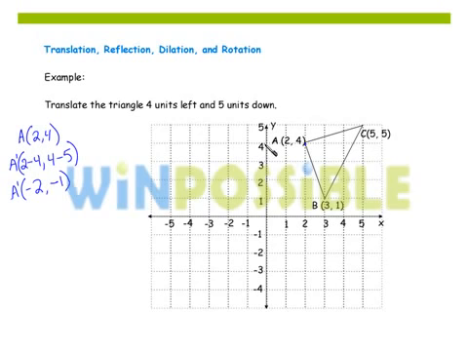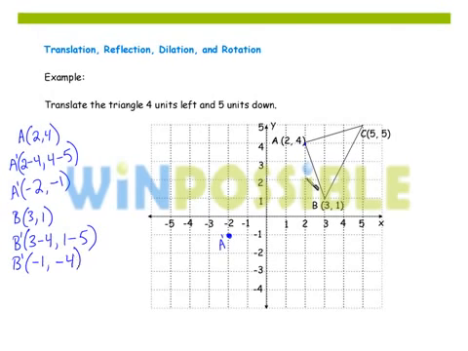Or you can just start at A and count. 4 units left brings me to -2 with respect to the x-axis. 5 units down, 1, 2, 3, 4, 5, brings me to -1 on the y with respect to the y-axis. So here's A prime, and for B, which had coordinates (3, 1), to find B prime, we'll subtract 4 from the x-coordinate and subtract 5 from the y-coordinate. So the coordinates of B prime are (-1, -4).